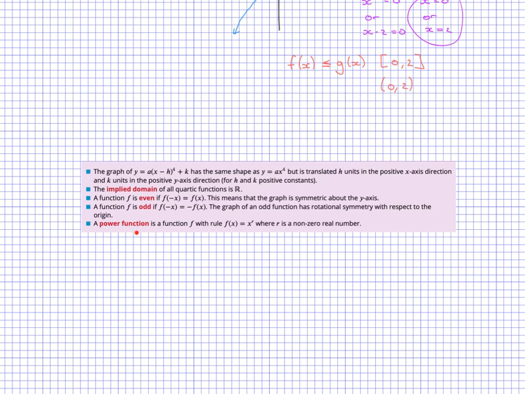And a power function is a function f with a rule like this, where r is a non-zero real number. The common ones we deal with in this book are -2, -1, half, third, and then positive integers. We don't go into any super fancy ones, so we've already done a lot of those, and you'll come to practice more with them as you go through the rest of the year.